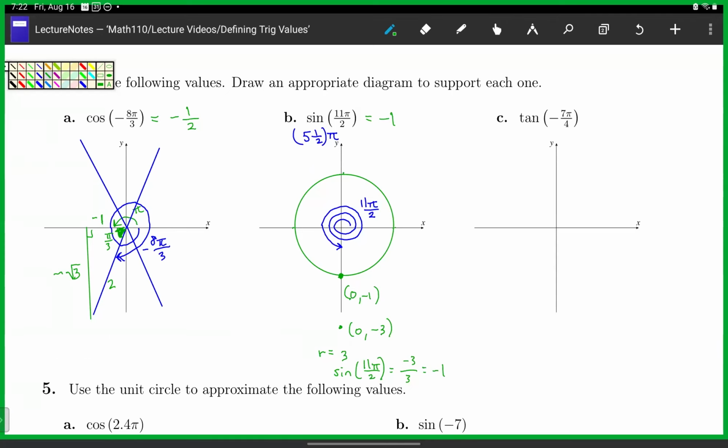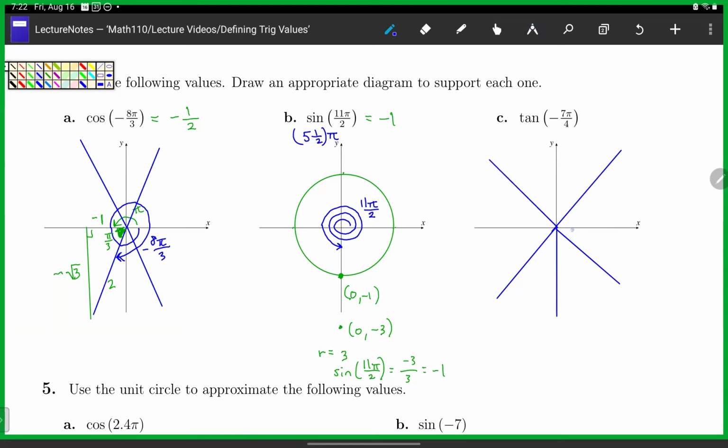Okay, -7π/4. A half turn is π, so I'm going to divide that half turn into 4 equal pieces. And I'm going in the negative direction. So there's my quarter π's, right? And then I'm going to extend it in the other direction as well.